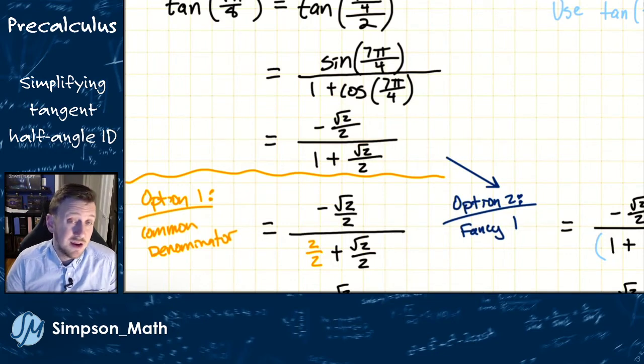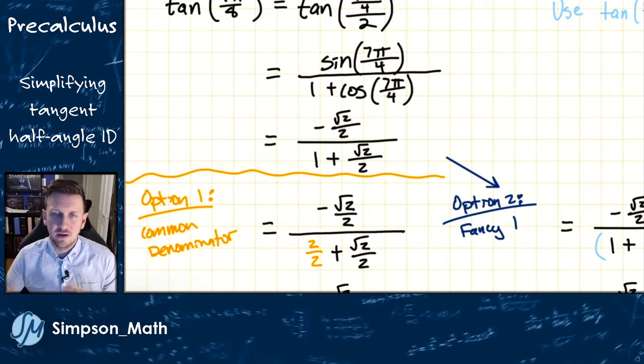All right, now we need to simplify. We have fractions, we have square roots in the denominator, we get through all of those. Let's first deal with a fraction. Again, same two options. Common denominator, fancy one. I'll move a little bit faster through this.